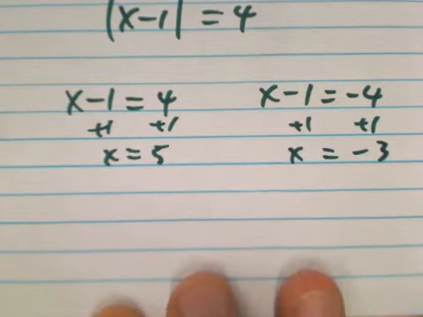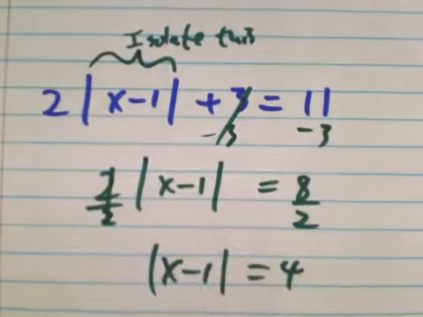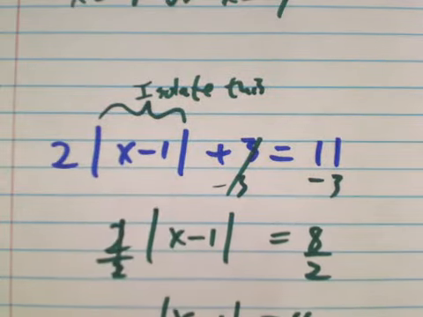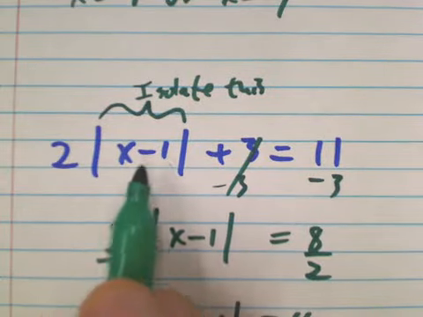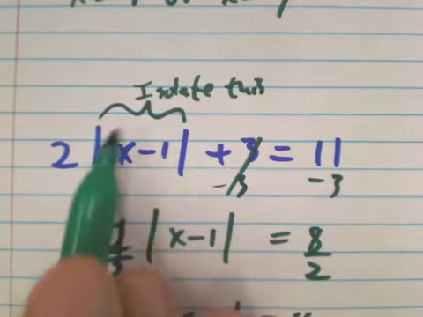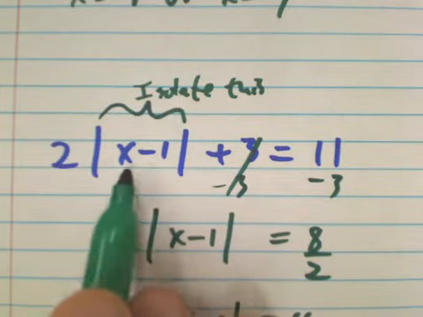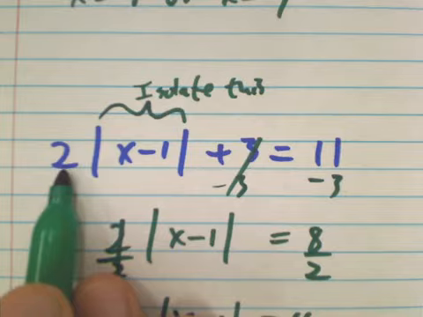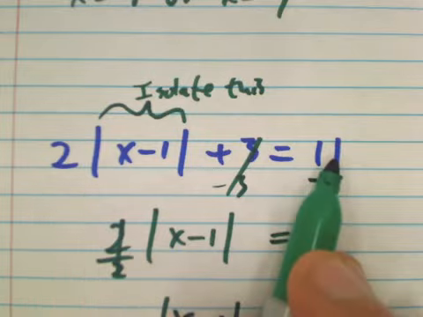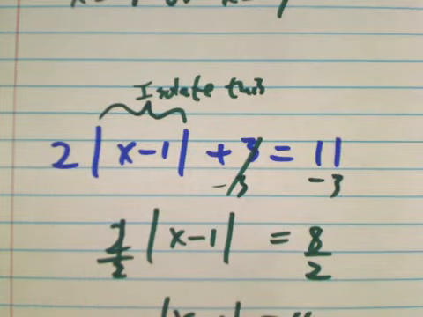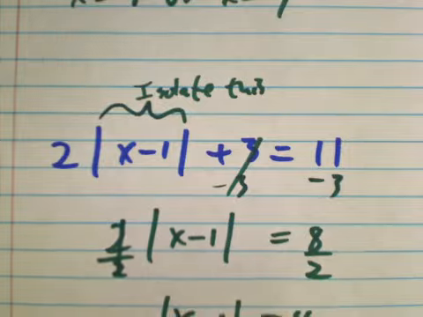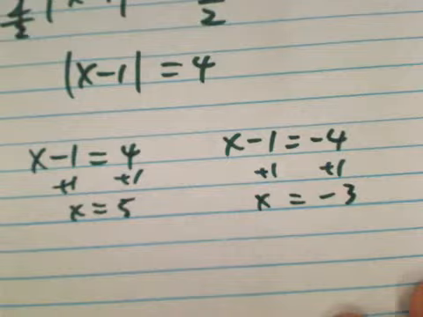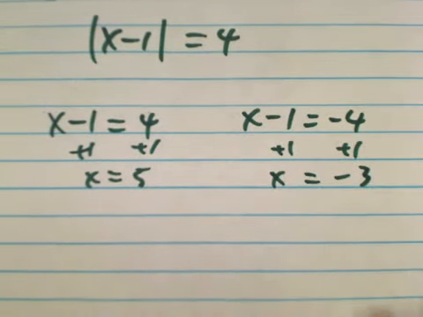Okay, if you come up here, they'll both work. 5 and -3. So if I put in 5 for x, 5 minus 1 is 4. The absolute value of 4 is 4. 4 times 2 is 8, plus 3 is 11. So that number will work in the original equation. Both of them will work there. That's kind of awesome. So we have these two solutions to that problem.